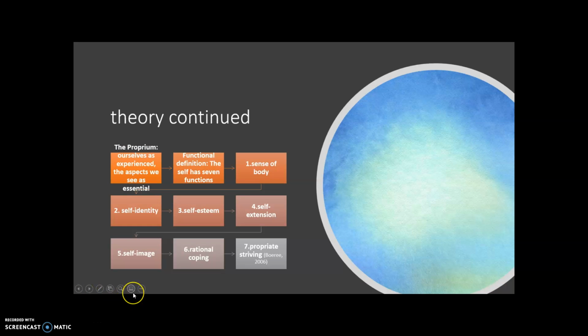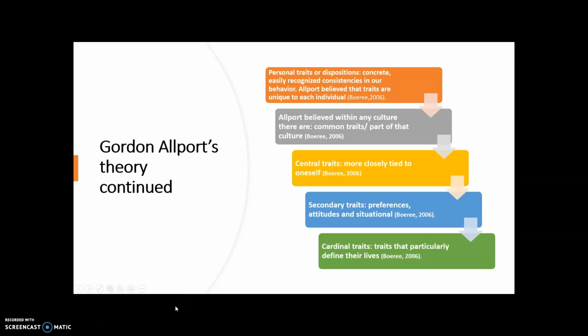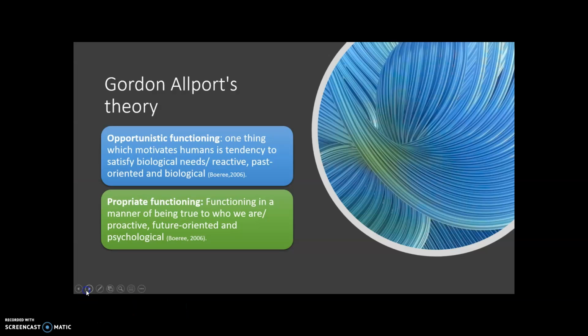Next, we have the theory continued. The proprium, which is Allport's name for the essential concept of the self, which is ourselves as experienced, the aspects we see as essential. First, the functional definition is that the self has 7 functions.